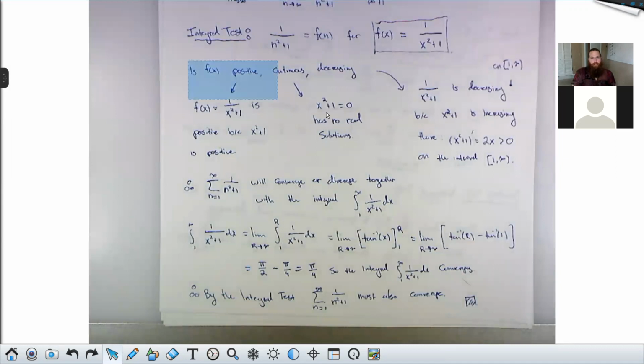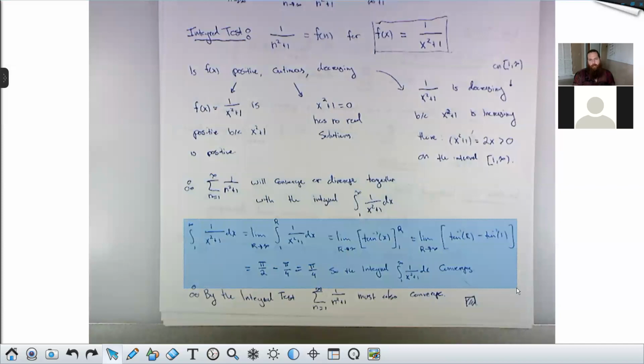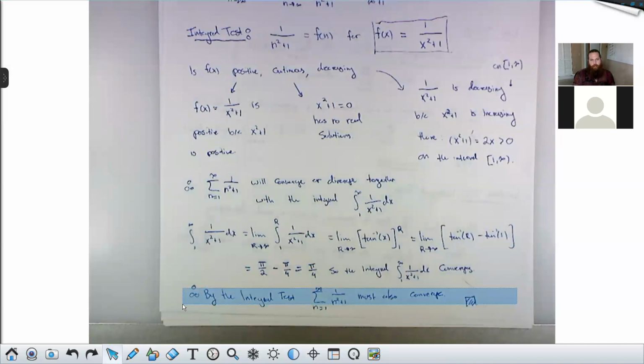So we said because the function you get by replacing the n's with x's is positive, continuous, and decreasing, the series 1 over n squared plus 1 summed from 1 to infinity, or sigma n equals 1 to infinity 1 over n squared plus 1, does the same thing as the integral from 1 to infinity 1 over x squared plus 1. The series and integral converge or diverge together. Then I compute the integral, and I find that the integral converges. Therefore, the series must also converge. That's the logical flow for the integral test, and you need to get comfy with not just the technical bits, but also the flow.